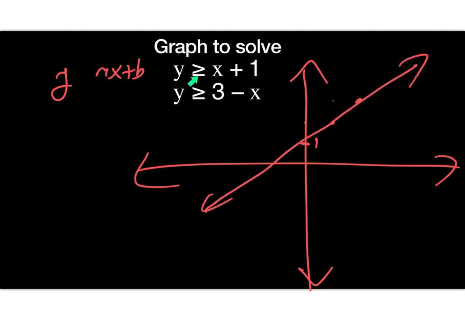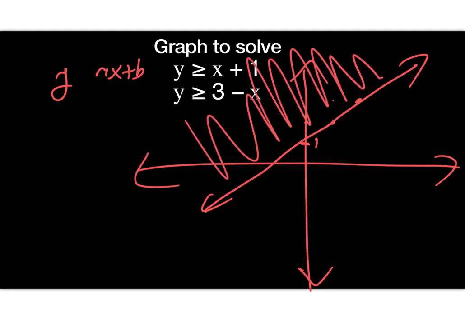I recall with inequalities, if the equal sign is underneath, that means the line is solid. If there is not an equal sign underneath, then it's a dashed line. So in this case, it's a solid line. Greater than will be shaded above that equation. Let's do that so I can still see the x.